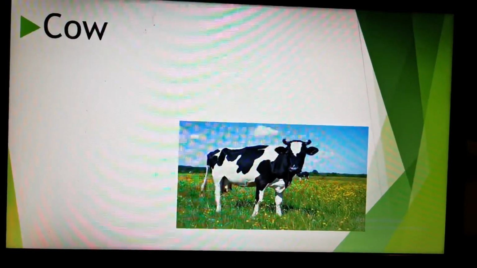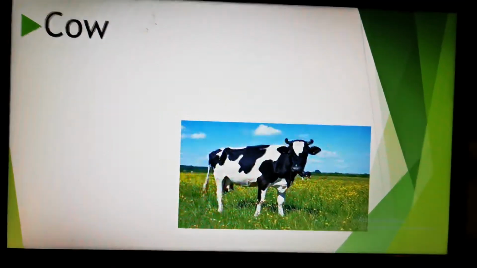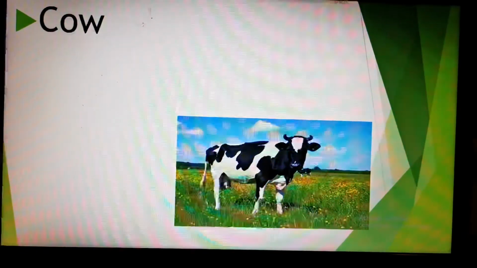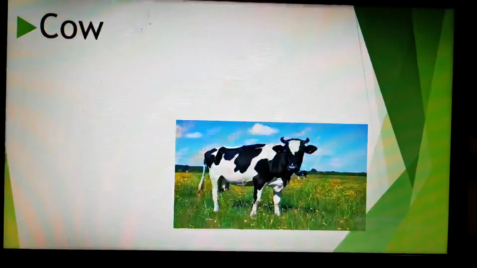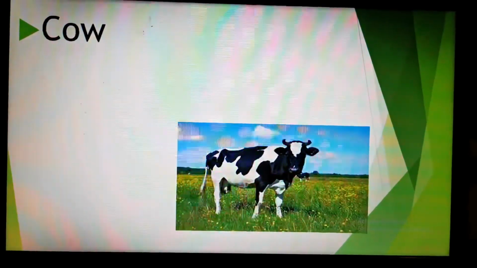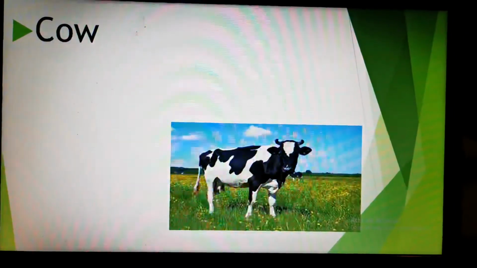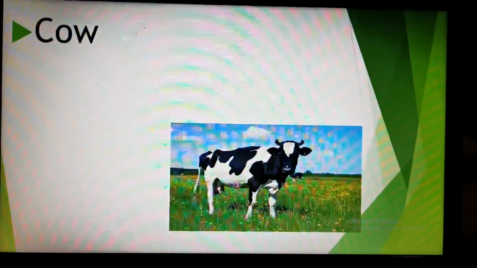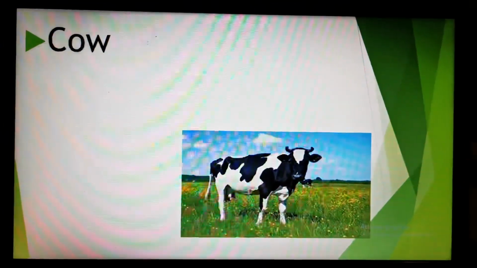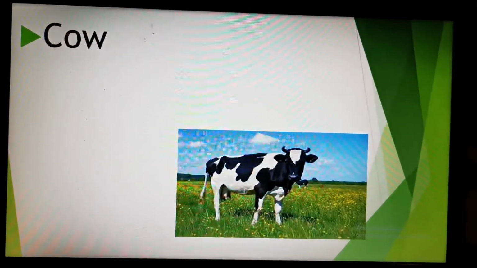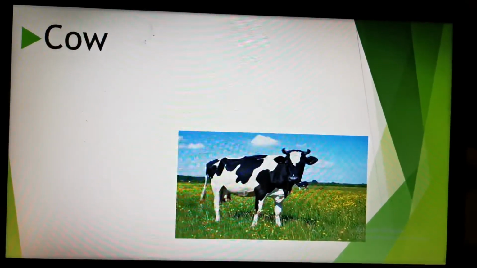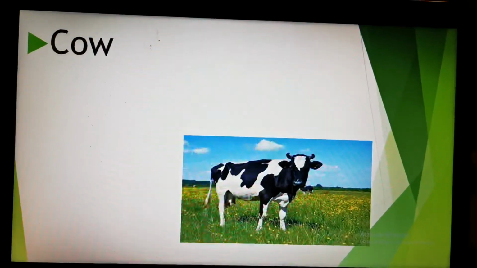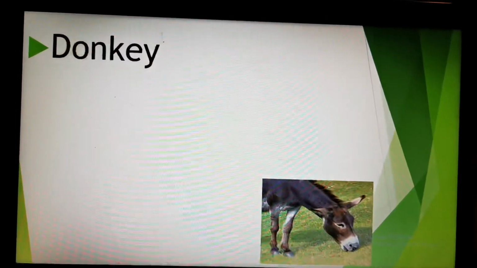Cow, the first one is a cow. Tell me, what's the benefit that we can get from a cow? What's the benefit? Milk, bravo. And what? Meat. What's a great student that I have. In Arabic, what do we call it? بقرة شطورين.